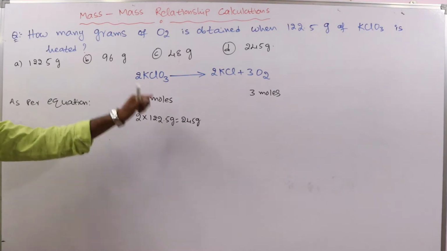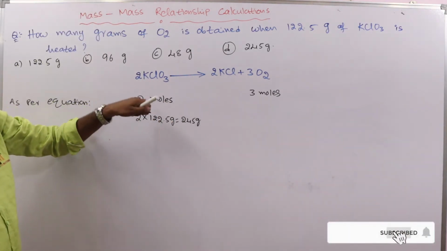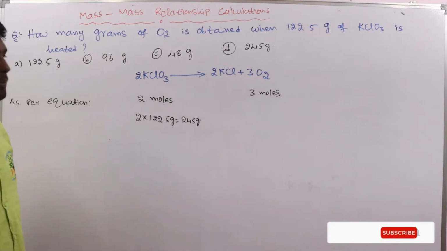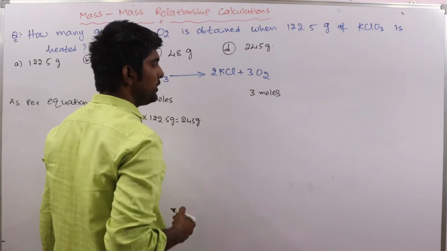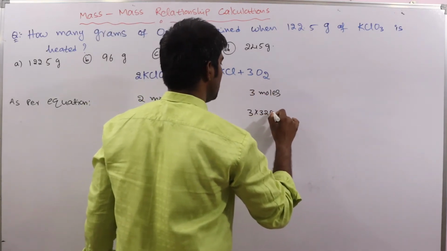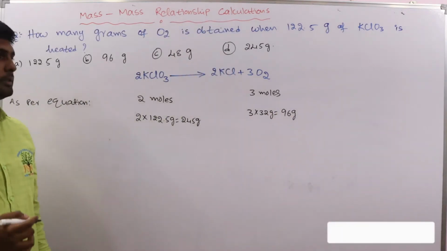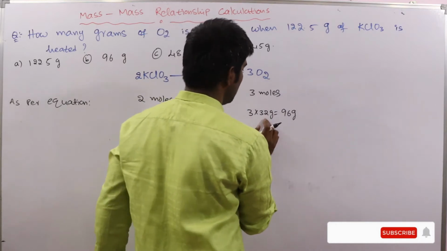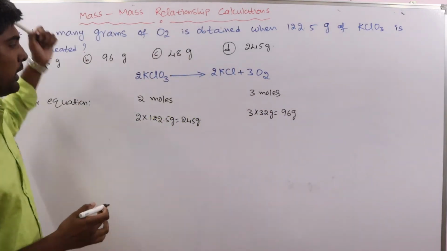Okay, so 1 mole of KClO3 molecular weight is this one. We have 2 moles, so 2 into molecular weight of 1 KClO3 molecule. Next here we are getting 3 moles, so 3 into 32 gram, that is equal to 96 gram. Okay, 1 oxygen molecule molecular weight is 32 gram, so 3 moles is present, so 3 into 32, 96 gram.